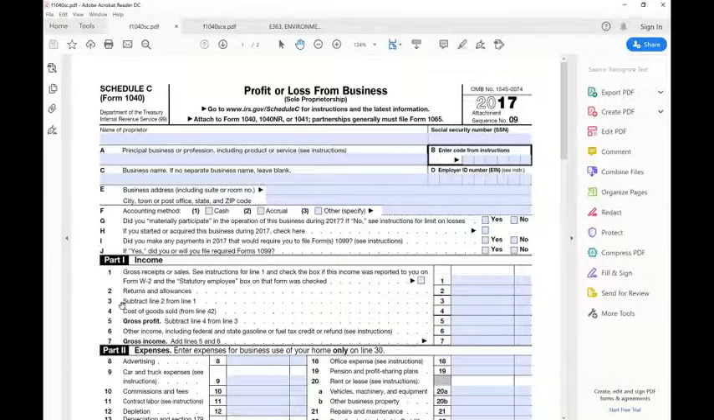And then we have the first part about income. This form is very similar to the income statement. Okay, so it has the first part about income: gross receipts or sales, returns and allowances, and then cost of goods sold, and then we get gross profit and other income, including federal and state gasoline or fuel tax credit or refund, and then we get gross income. So this is the first section.